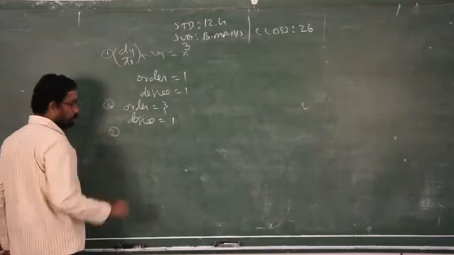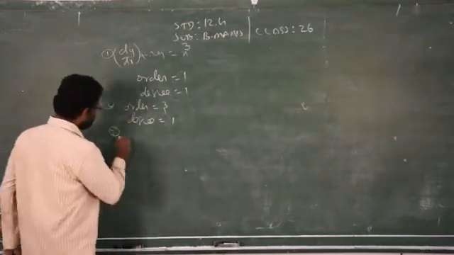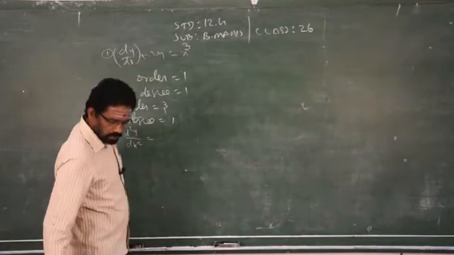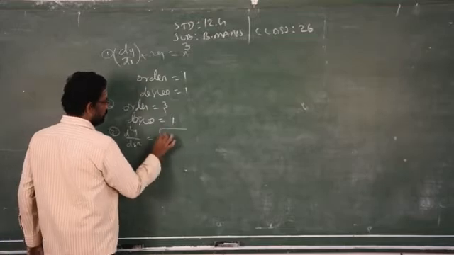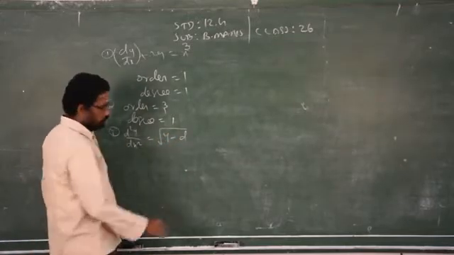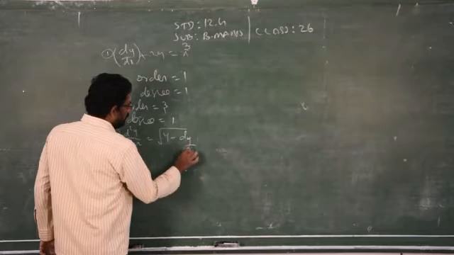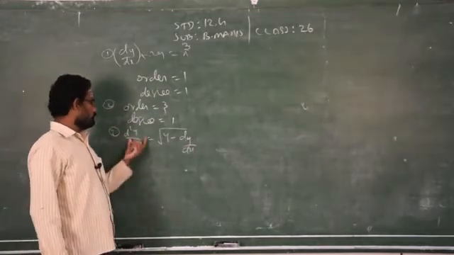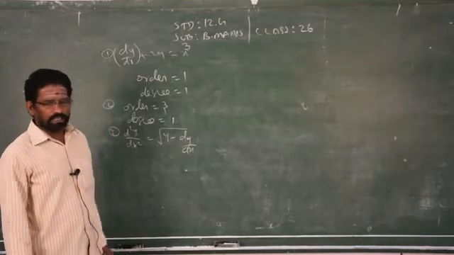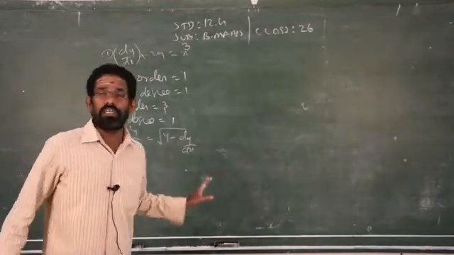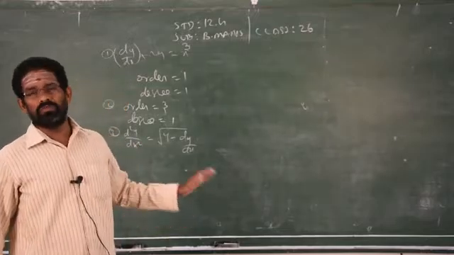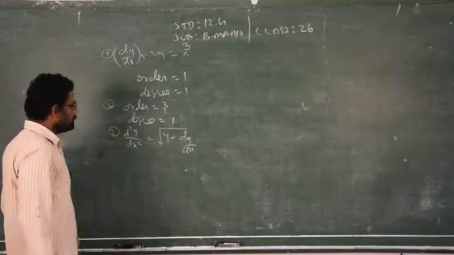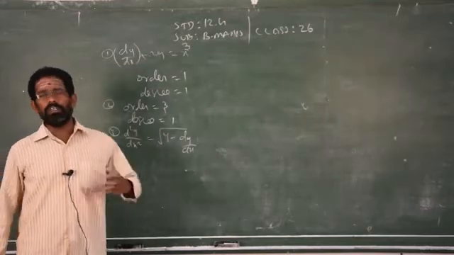Then the third question. It is not in the general form of a differential equation, because some differential terms are inside the square root. So in this case you don't write the answer straight away, saying highest order and its power. The highest order is 2. If you write the degree is 1, your answer is wrong, because this is not in the general differential equation form. First you have to convert the given differential equation into the standard form of differential equation.